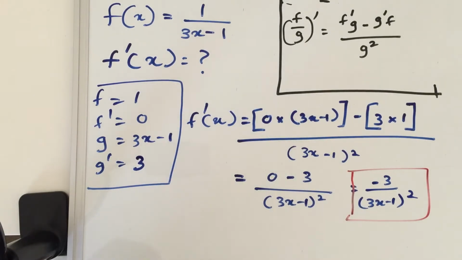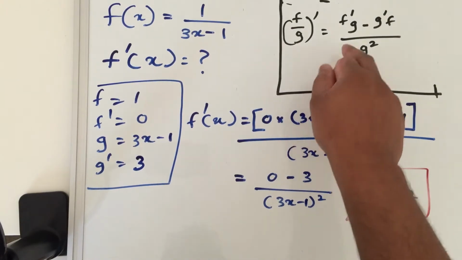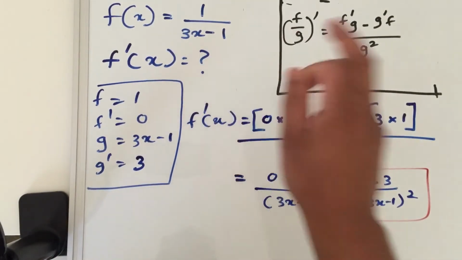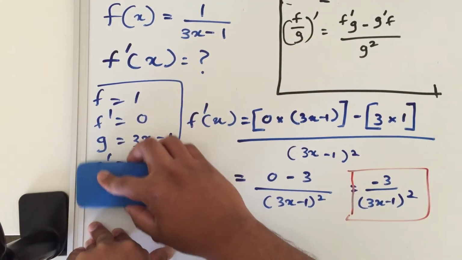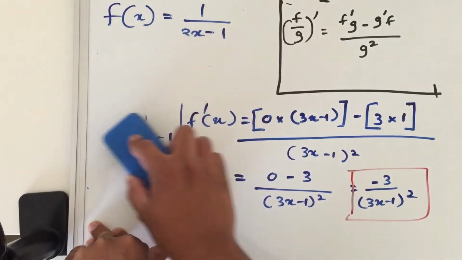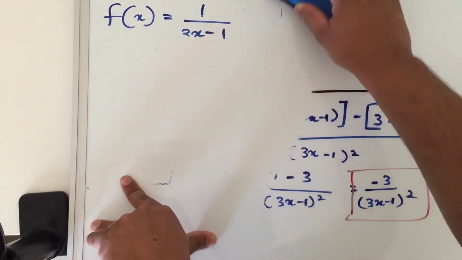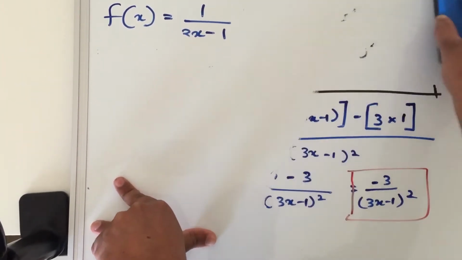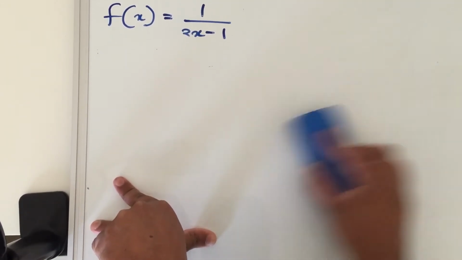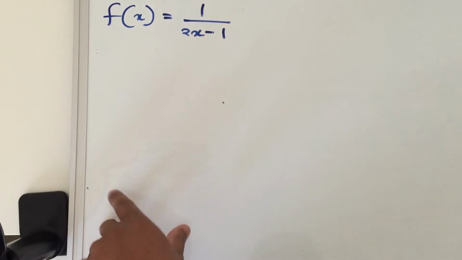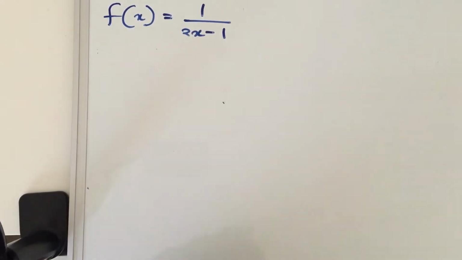So I would suggest you write down this rule every time you see a fraction and they're asking you to find the derivative of that fraction. The second part of this question is to find the antiderivative of the given function, which is a fraction. Another name for antiderivative is the integral.